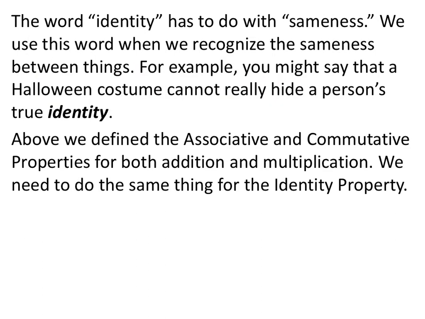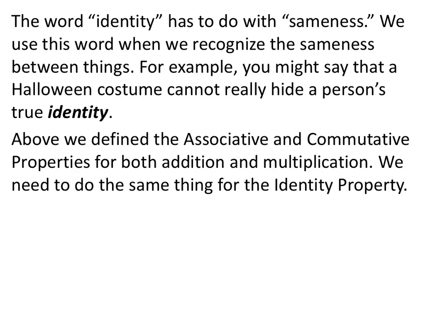The word identity has to do with sameness. We use this word when we recognize the sameness between things. For example, you might say that a Halloween costume cannot really hide a person's true identity. Above, we defined the associative and commutative properties for both addition and multiplication. We need to do the same thing for the identity property.